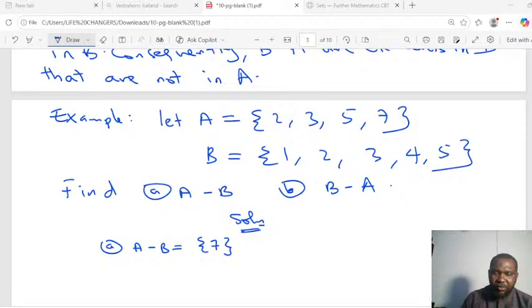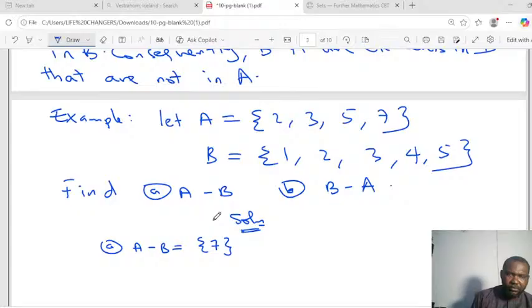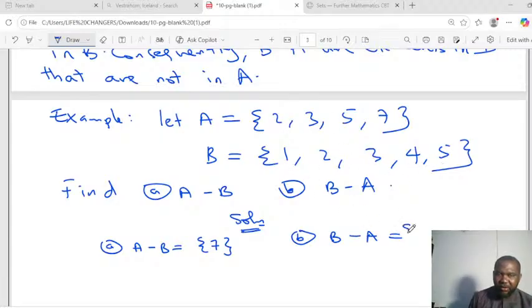Now look at the next one, B minus A. So B minus A means elements that are in B but not in A. This is element in B. 1 is in B but not in A, so I'll write 1. 2 is here, so no. 3 is here, so no. 4 is in B but not in A, I'll write 4. 5 is here, so the answer is 1, 4.